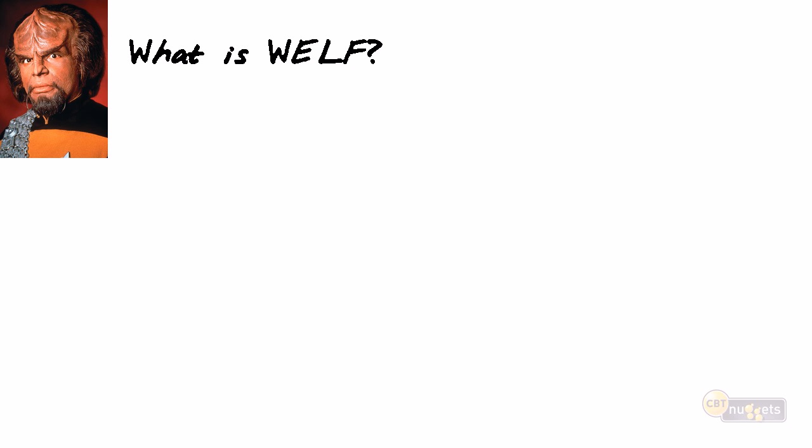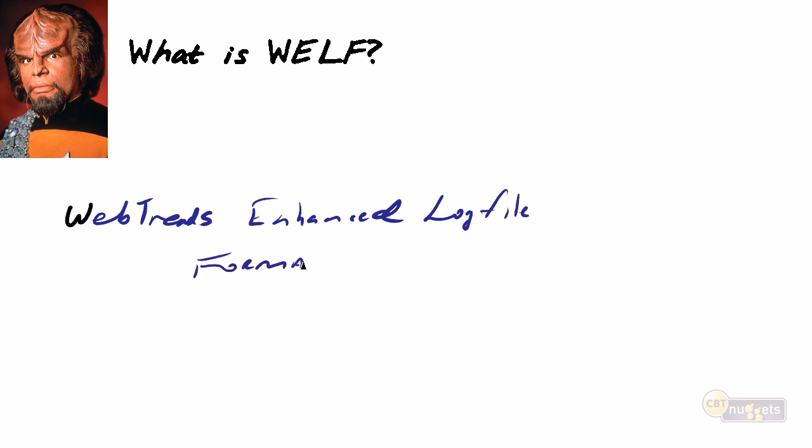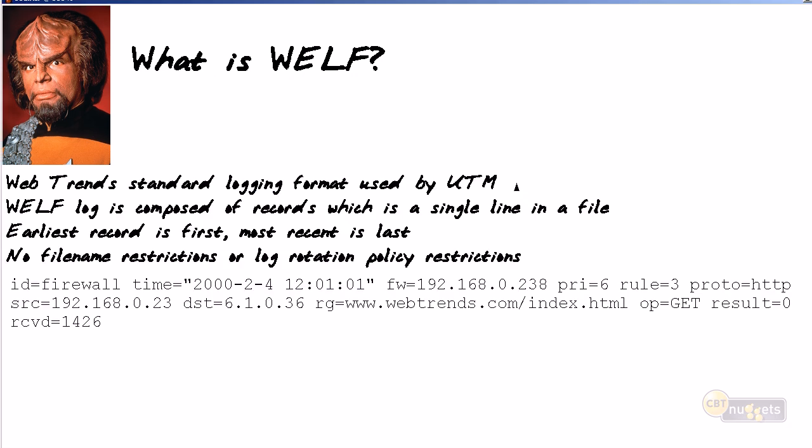WELF actually is important right now because it stands for WebTrends Enhanced Log File Format. It's the WebTrends standard logging format, and it's used by UTM, okay? So it's composed of records. A record is a single line in a file. As you look at the records, the earliest records will be first, the most recent records will be last. You don't have any restrictions on the file names or on log rotation policy.